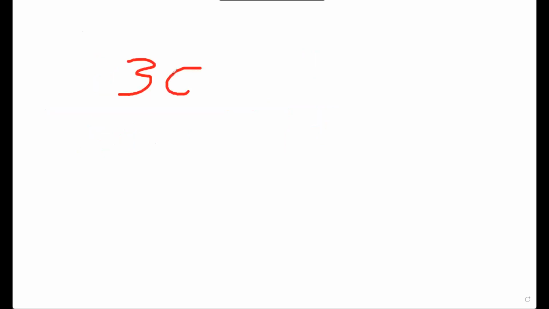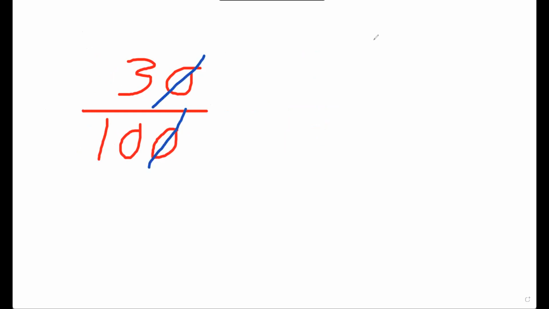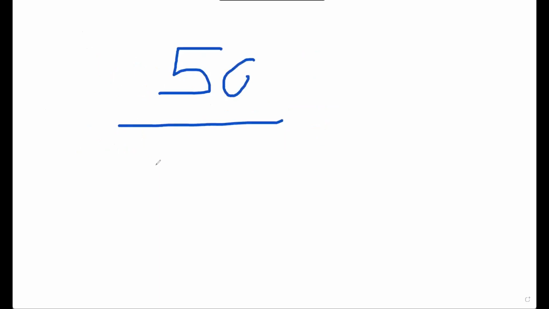Let's say I have 30 over 100. Well, what's the GCF? Whenever you see anything ending in a 0, you can just cross out the zeros. So 3/10, there we go. Let's say I have 50 over 100. Cross out the zeros, simplify further, you get a half.